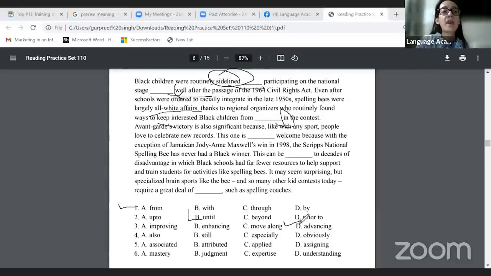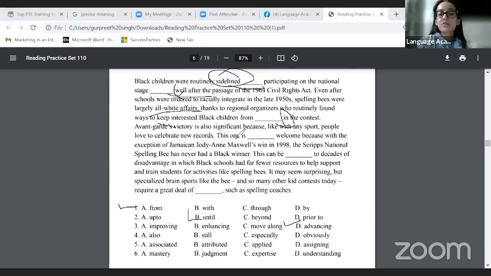Advancing means entering in the contest. They found ways to keep black children from entering. Keep means to keep them out from entering in the contest. And entering means advancing. Advancing also means to go ahead in the contest, to participate in the contest. Anything can mean advancing here.